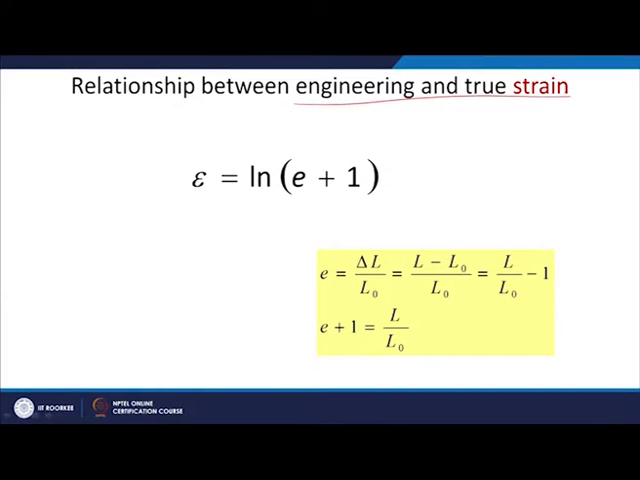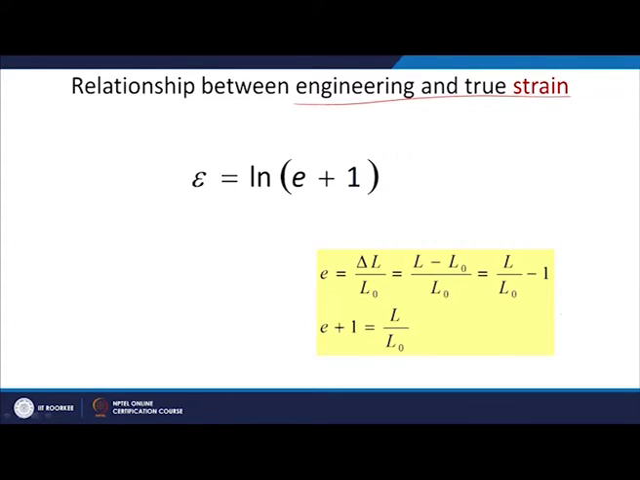Now you can also relate the engineering stress or strain with the true stress and strain, okay. So here we are finding the relationship between engineering and true strain. If I want to write engineering strain, it will be delta L by L naught, the initial or original length, which I can write as L minus L naught upon L naught, okay. L is your final length minus initial length divided by initial length, which I can write as L upon L naught minus 1. So I take L upon L naught minus L naught upon L naught, which is actually 1, and I can take this one here. So it will become E plus 1 equal to L by L naught, okay.